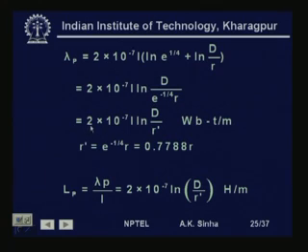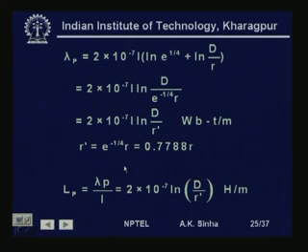This we can write as 2 into 10 to the power minus 7 I ln D by r', where r' is e to the power minus 1/4 into r, which is equal to 0.7788 r. That is, what we are seeing is, because of the internal flux linkages, the effective radius of the conductor is now r', which is 0.7788 r. That is, the effective radius has got somewhat reduced as far as the flux linkages are concerned.